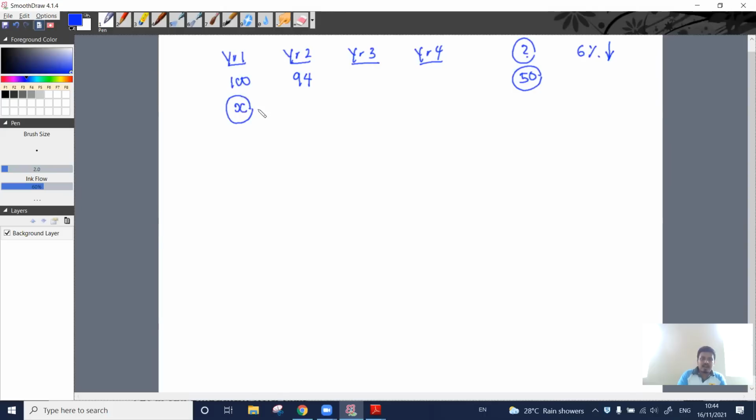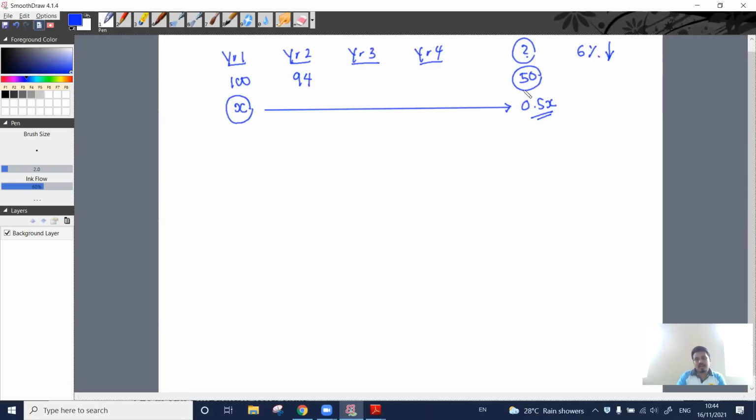Reduce exactly half of this means this should become what? x divided by 2. 0.5x. Right? 0.5x. So x becomes 0.5x in which year?